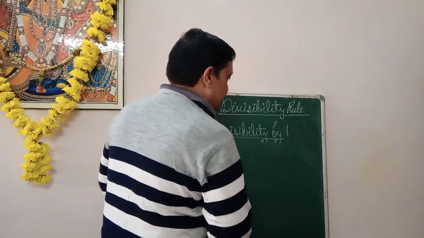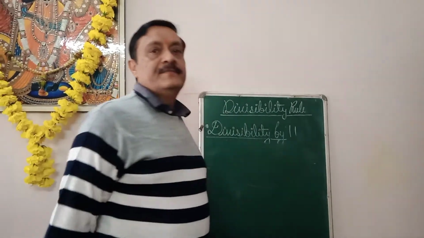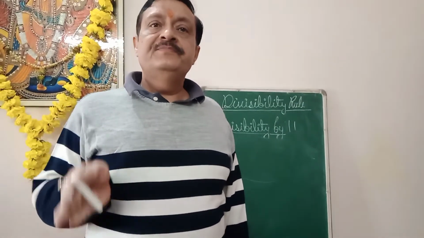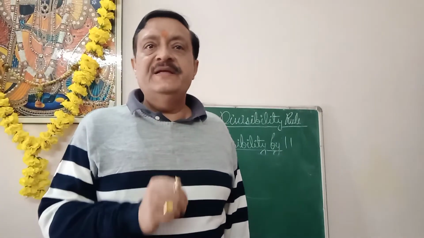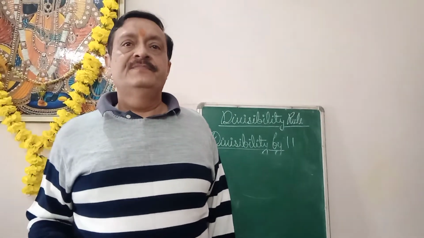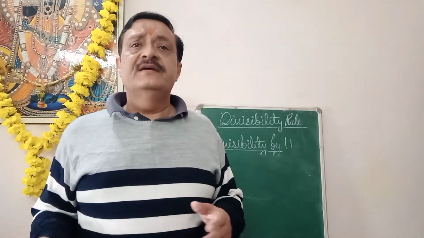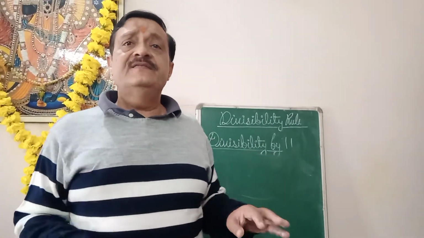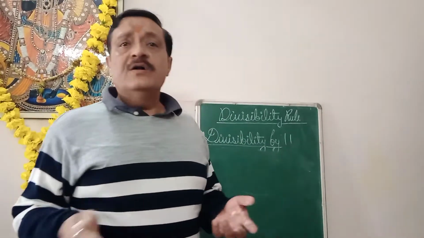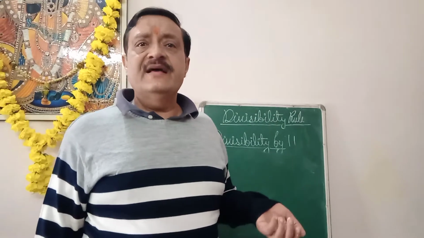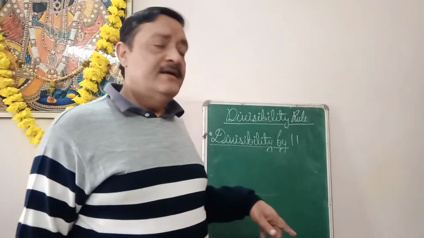So we are understanding divisibility by 11. For knowing divisibility by 11, we will add up the digits of the number at odd places and at even places, and then we will subtract them to get a difference. If that difference is either 0 or if that difference is a multiple of 11, then we will say that the number is divisible by 11.